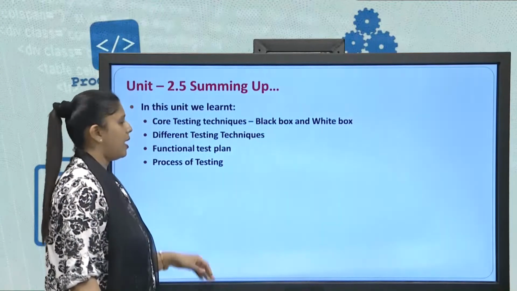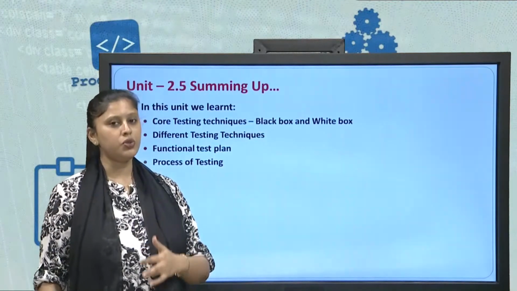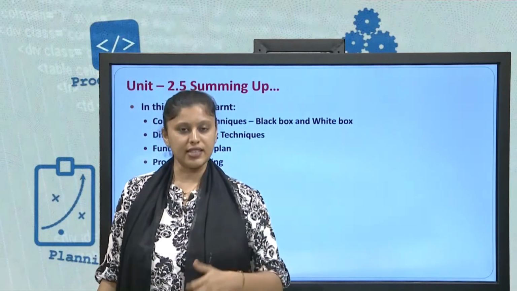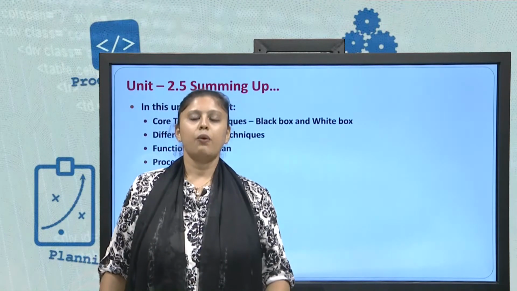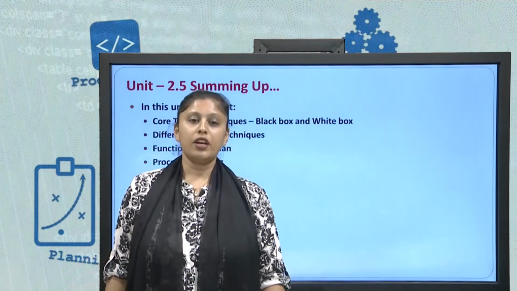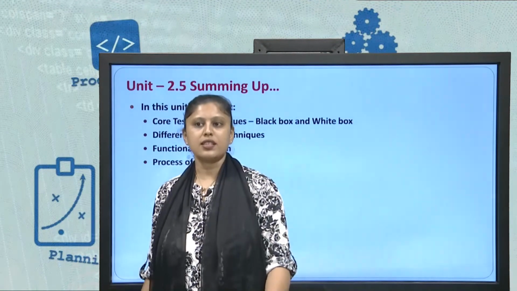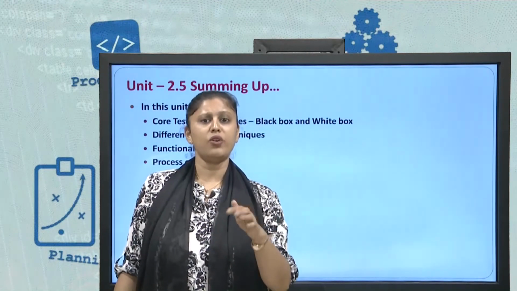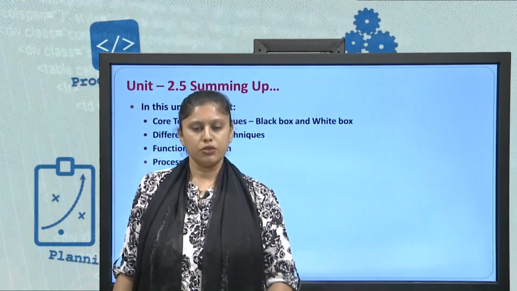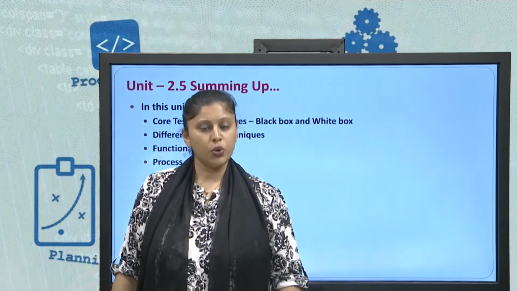And here we end block 2 unit 2, which is all about testing techniques, the functional test plans and the process of testing. We will start with unit 3, wherein we are going to see acceptance testing in more detail. We have already seen what acceptance testing is, but we will see it in more detail in unit 3. Here I conclude block 2 unit 2.